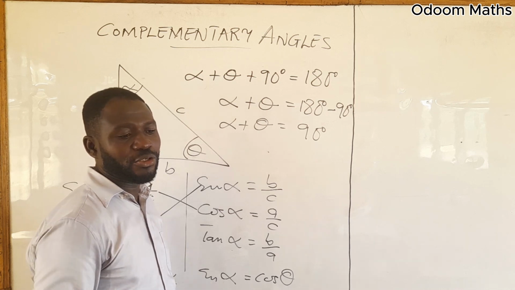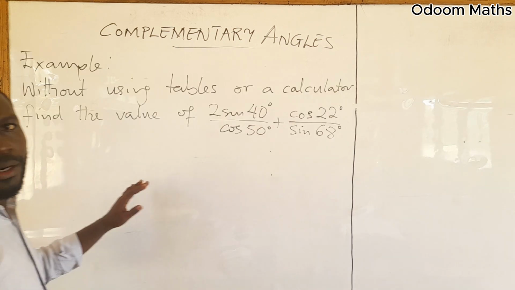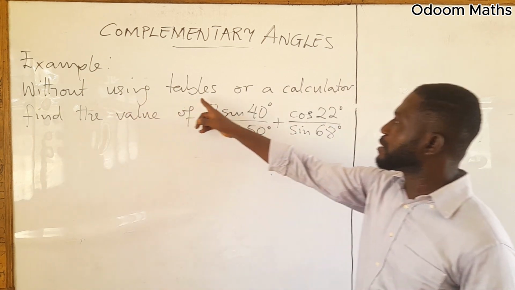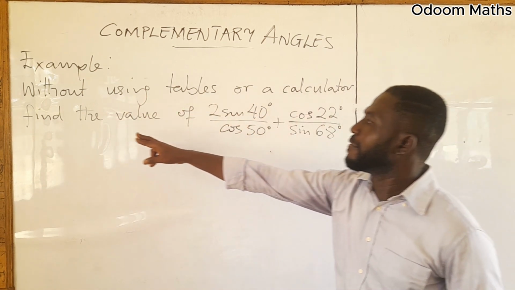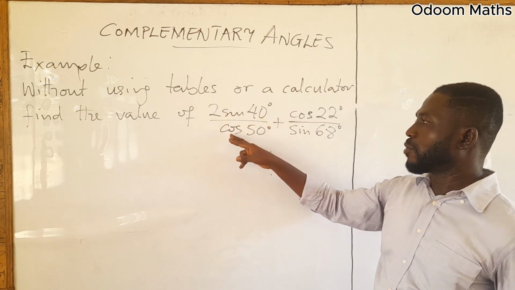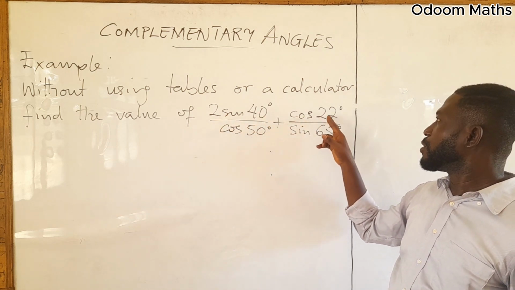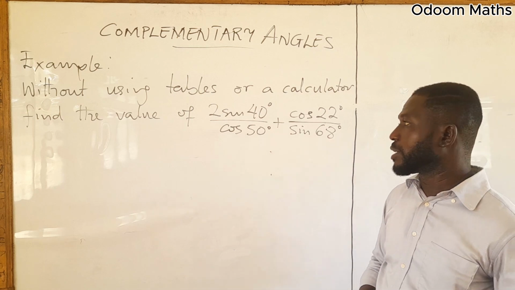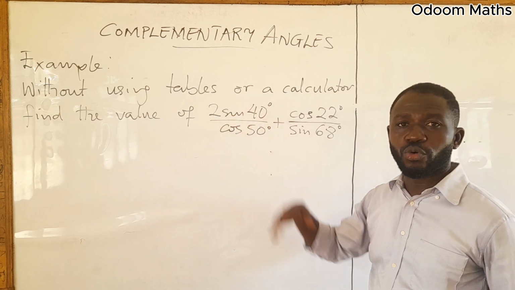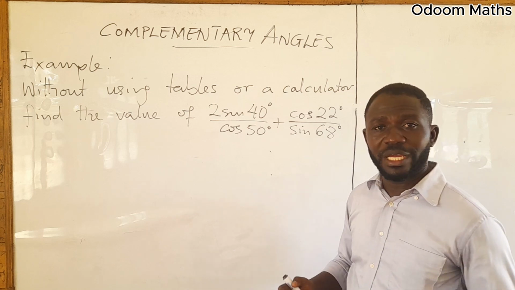Okay, so now let's look at an example. Without using tables or a calculator, find the value of 2 sine 40 over cos 50 plus cos 22 over sine 68. We can decide to change everything to sine or change everything to cos. Whichever way, we'll get the answer.